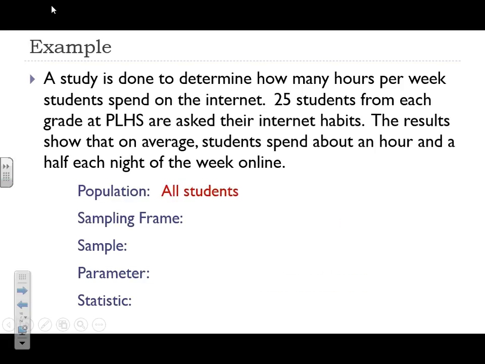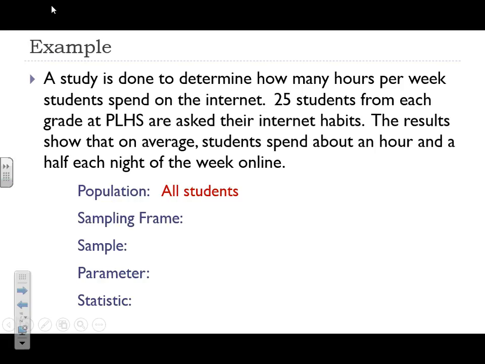Okay. All students in general. Now, they started off with all students in PLHS. Why did they change to all students in general? Okay. So it's just asking, the question is, how many hours per week do students spend on the internet, right? Now, if they had said, how many hours per week do students at PLHS spend on the internet, then we could say it's confined to PLHS. But since it's not specific, we have to assume they're asking for all students. Okay? So all students in general would be our population of interest.